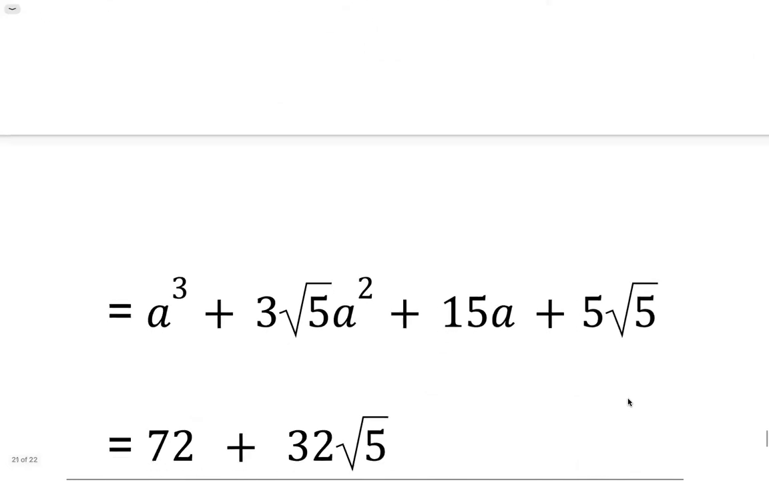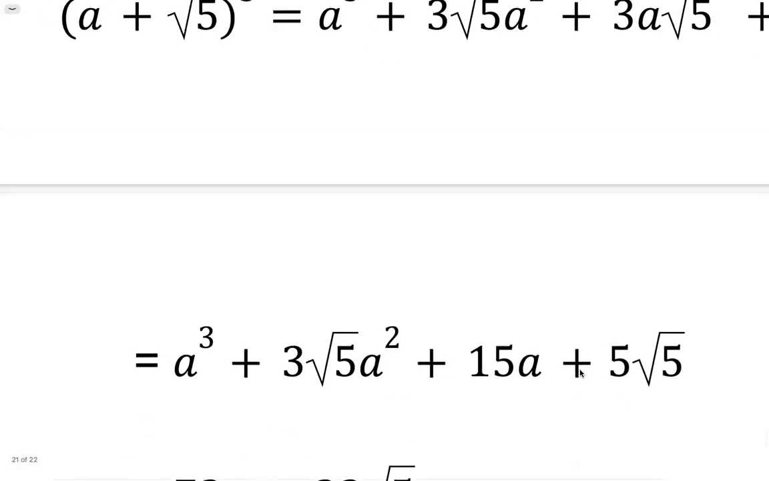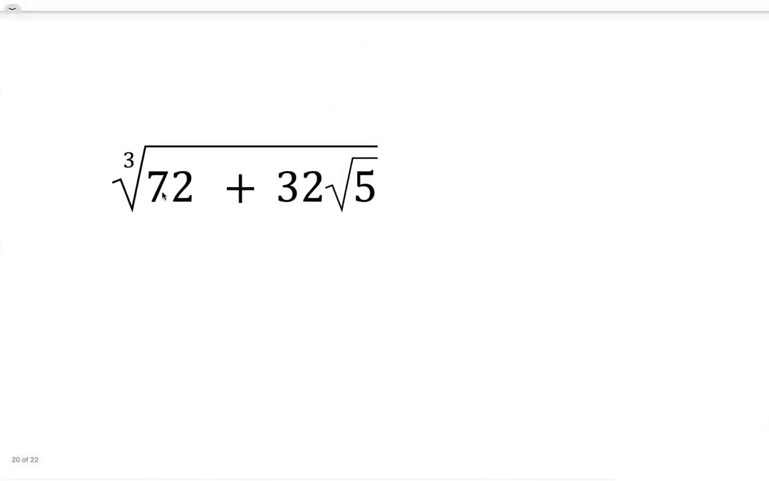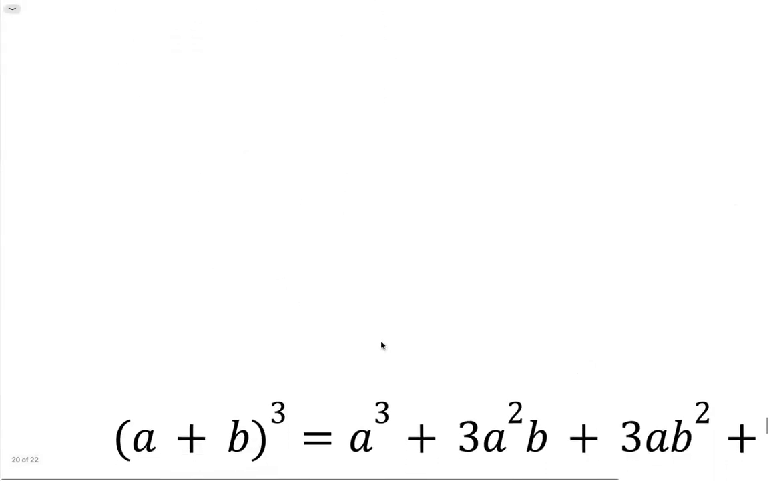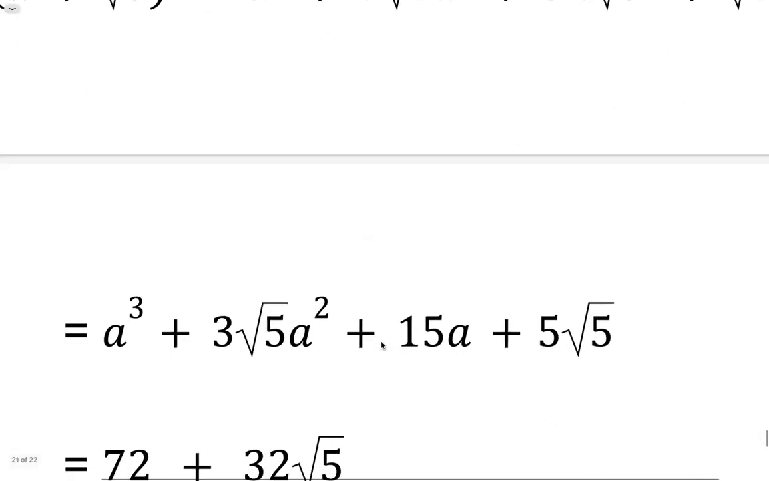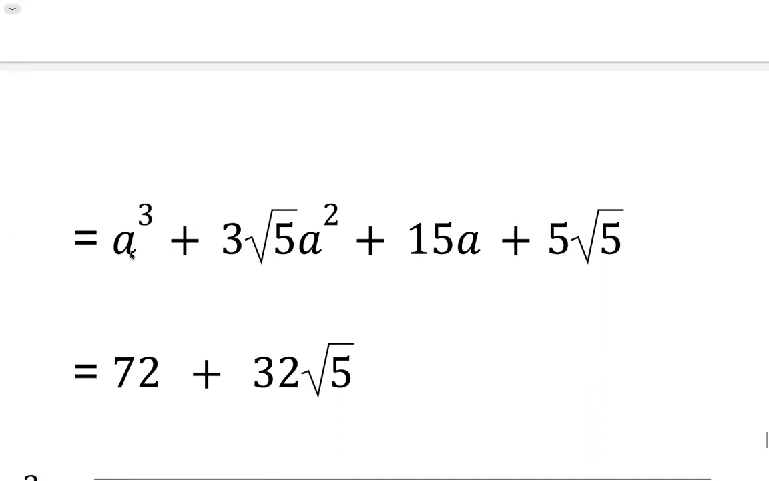Then why do we do this? We want to compare with the given one. The given one is 72 plus 32 radical 5 under the cubic root sign. So we write those two equal to each other: a cubed plus 3 radical 5 a squared plus 15a plus 5 radical 5 equals 72 plus 32 radical 5. Okay, now we put the like terms together.